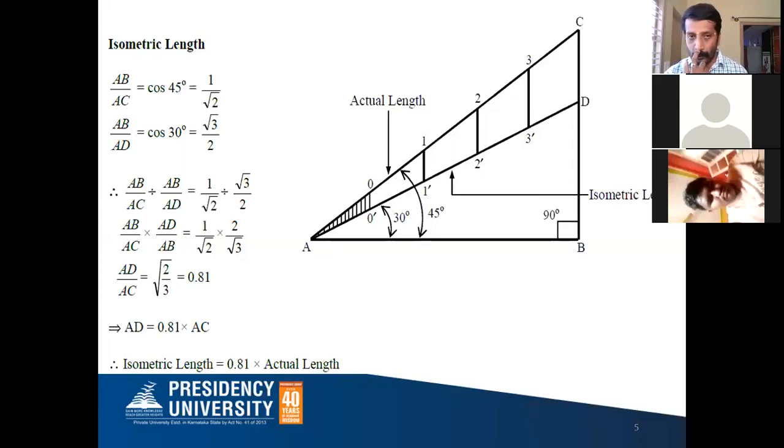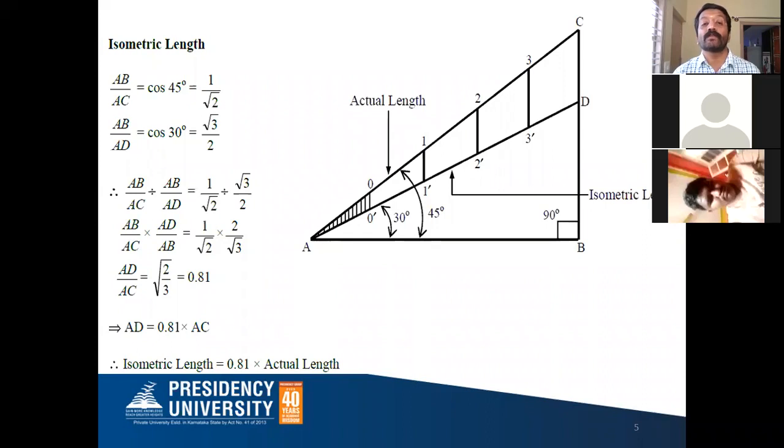What is the value of root 2 by root 3? It is 0.816, the actual value. AD is the isometric length, which is drawn on the 30 degree line. AC is the actual length, which is drawn on the 45 degree line. What is my intention here? I need to know how much reduced dimension I should take while drawing the isometric projection. So AD is equal to 0.816 into AC.